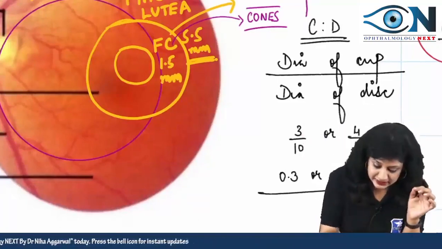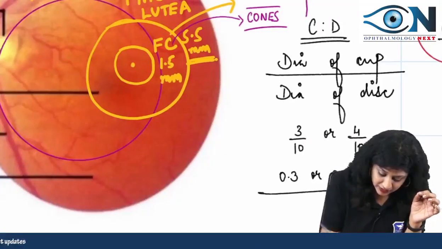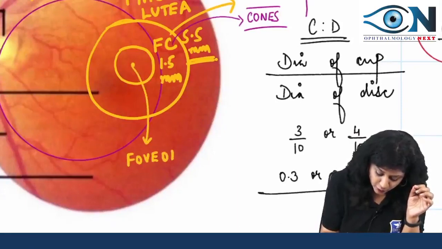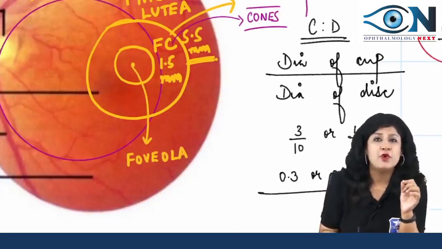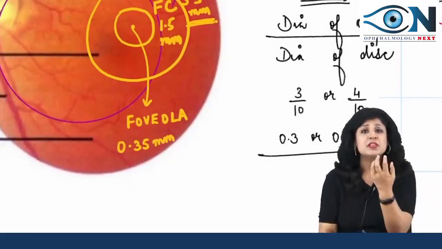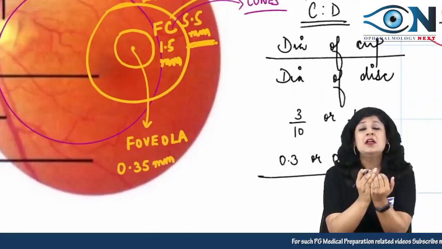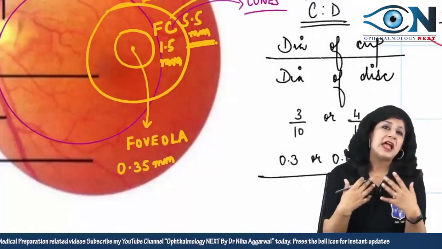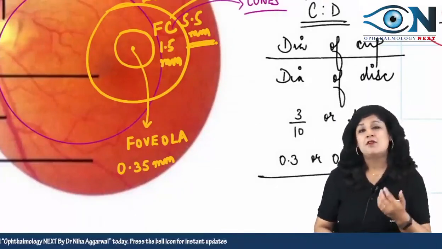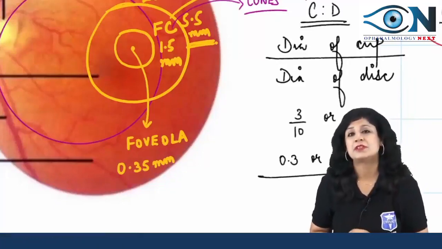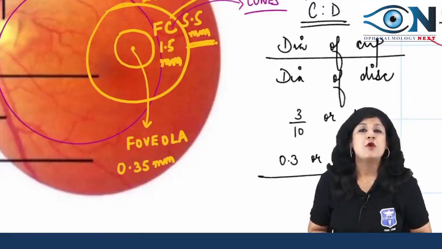Now, just at the center of this fovea centralis, we have a thing which is called as the foveola. This is called as foveola, and the diameter of this foveola is again very less, that is just 0.35 mm, just 0.35 mm. So, this is the central area of the macula which is responsible for giving a shining reflex. So, whenever I am seeing a healthy macula, I get this bright yellow reflex from the center of the macula called as the foveolar reflex.